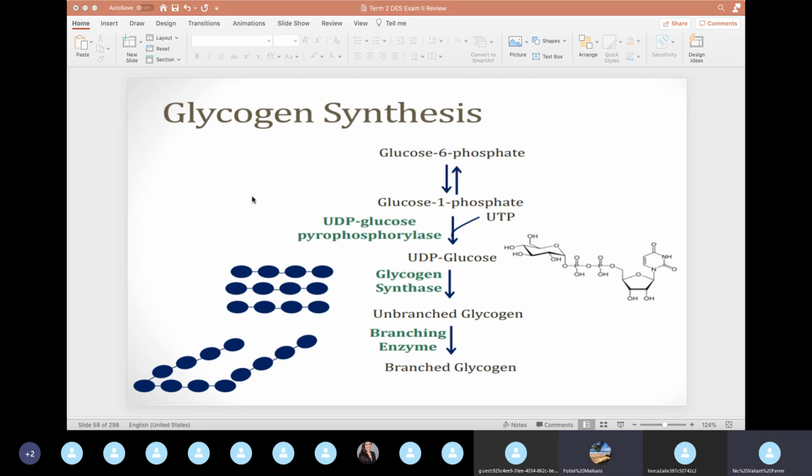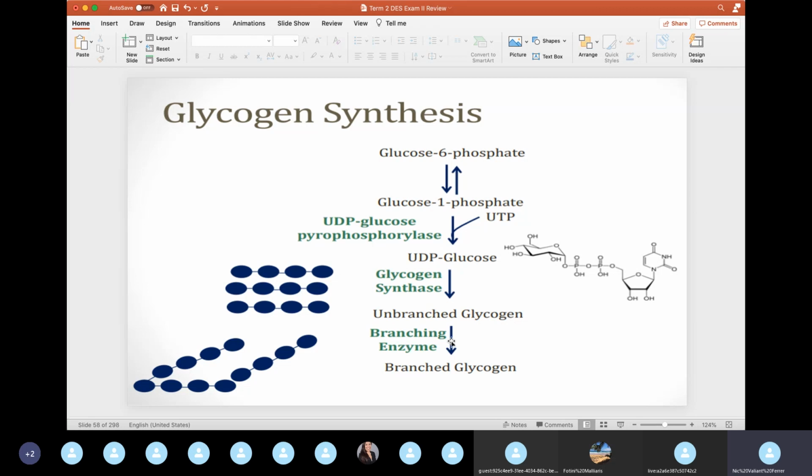Okay, so let's talk about glycogen synthesis. From glucose 6-phosphate, we need to make glycogen. So what are the important enzymes? First, UDP-glucose pyrophosphorylase, a high-yield enzyme that converts glucose 1-phosphate to UDP-glucose. Then glycogen synthase. This is actually the enzyme that converts the glucose into the glycogen itself. So this is the high-yield glycogen synthase.